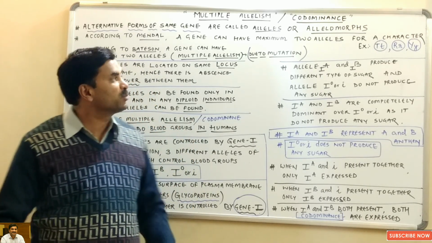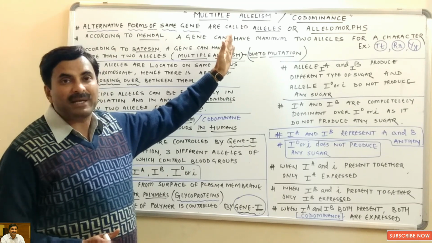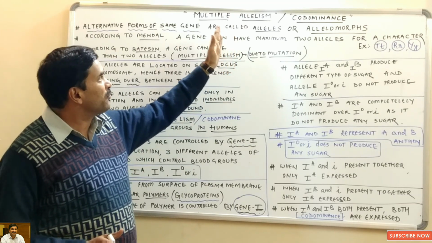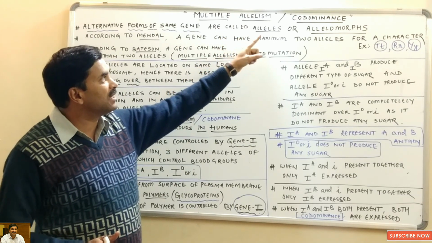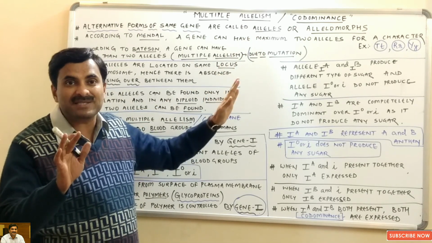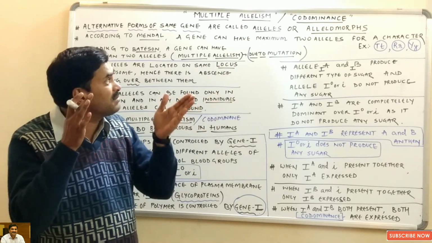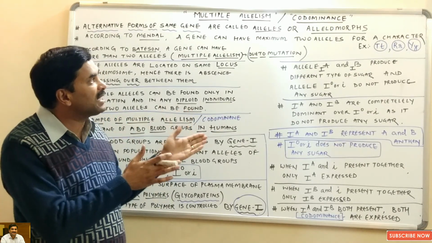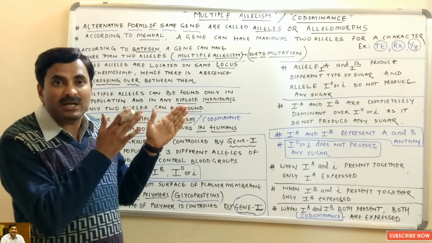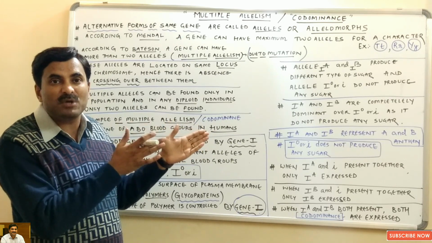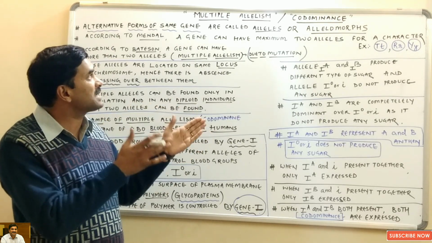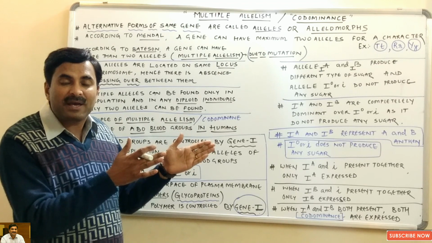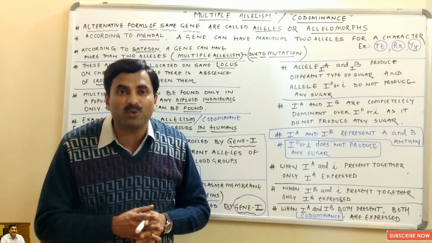Hello students, today's topic is multiple allelism, and along with multiple allelism I have written the word codominance. It doesn't mean that multiple allelism means codominance. No, just now I will be presenting an example of human blood groups, known as the ABO blood groups, which is a good example of multiple allelism as well as a good example of codominance.